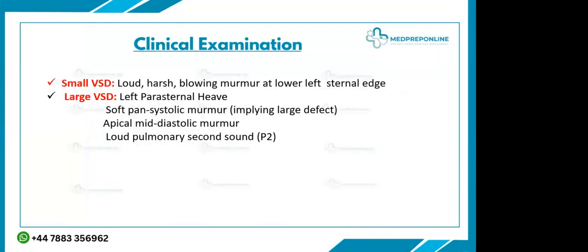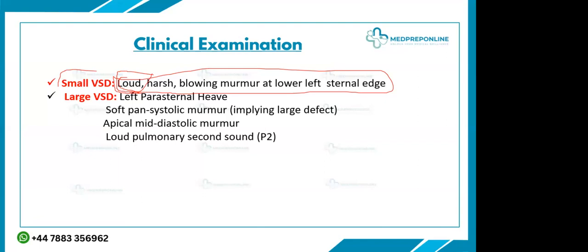A small VSD will have a loud, harsh, blowing murmur at the left lower sternal edge. Why will it be loud? Can anyone tell me why a small VSD has a loud murmur? What is the pathophysiology behind that? Yes. It's vice versa. If the defect is small, the sound will be loud, and if the defect is large, the sound will be soft.